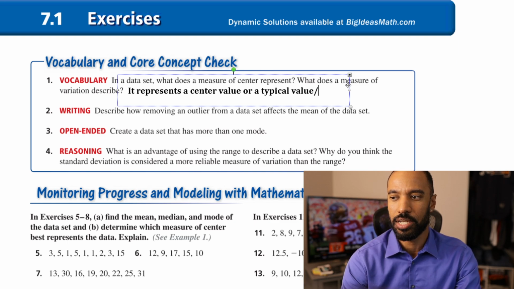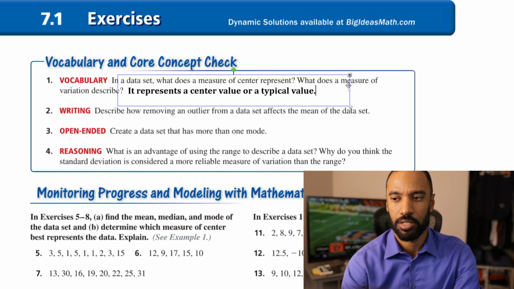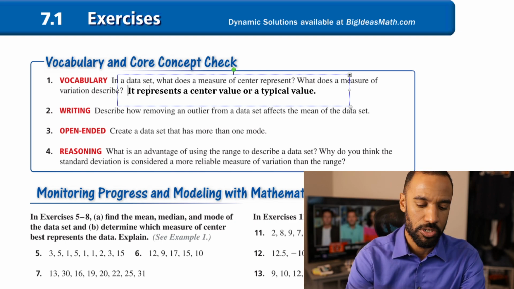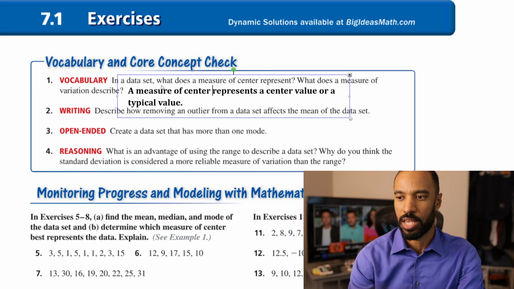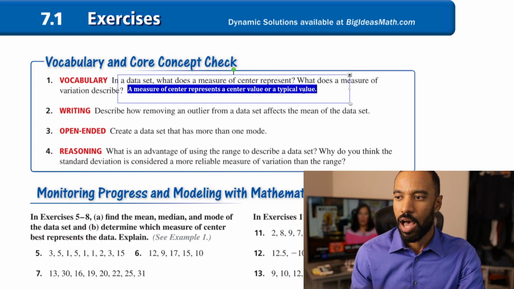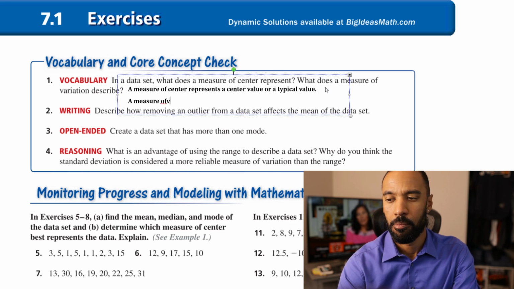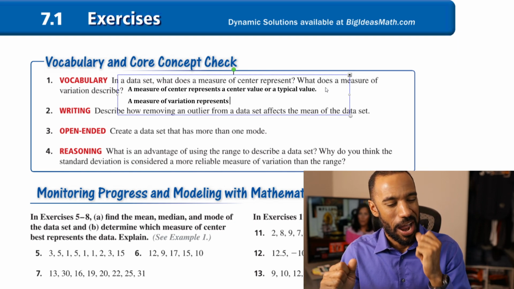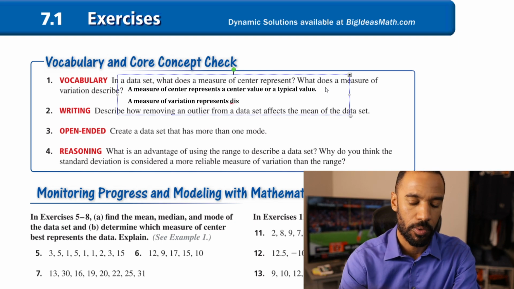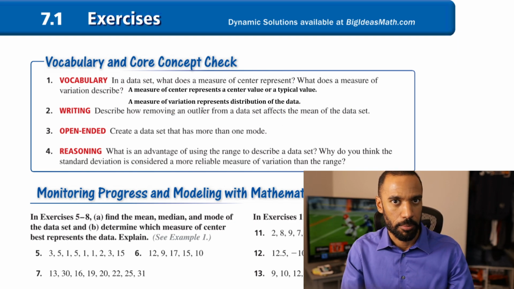The measure of variation, without me trying to say variation or range, the measure of center represents a center value or a typical value. A measure of variation, I think they used another word as well, represents the distribution of the data. They might have used that word, the distribution of the data. Oh, it's hard for me to come up with the answers.